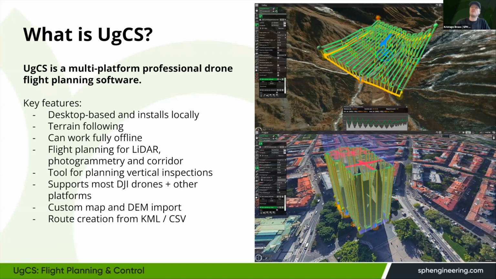Here you can import various 3D buildings and different KML files. In fact, when you need to plan some long corridor missions, specifically for LiDAR, you can create them from KML files. So if you know the locations of certain, let's say, power line towers, you can simply import this KML file into UGCS and automatically create a LiDAR corridor based on the KML data. That's also quite a good feature that many of our customers are using.